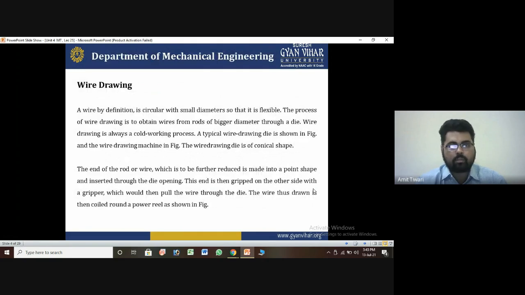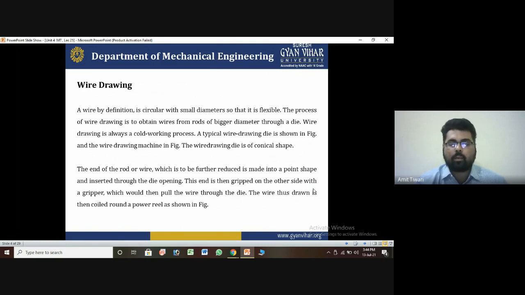First is wire drawing. So what is wire drawing? First of all, the definition: a wire is circular with a small diameter so that it is flexible. The process of wire drawing is to obtain a wire from a rod of bigger diameter by pulling it through a die. Wire drawing is always a cold working process.